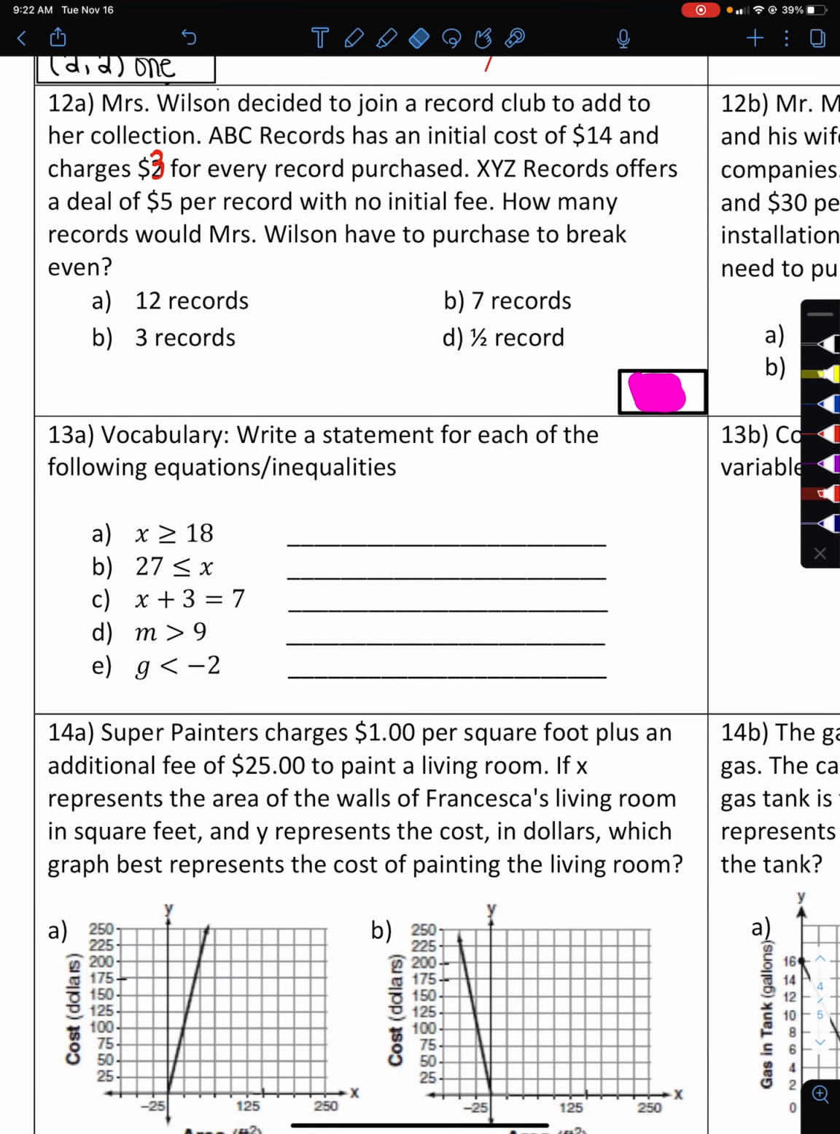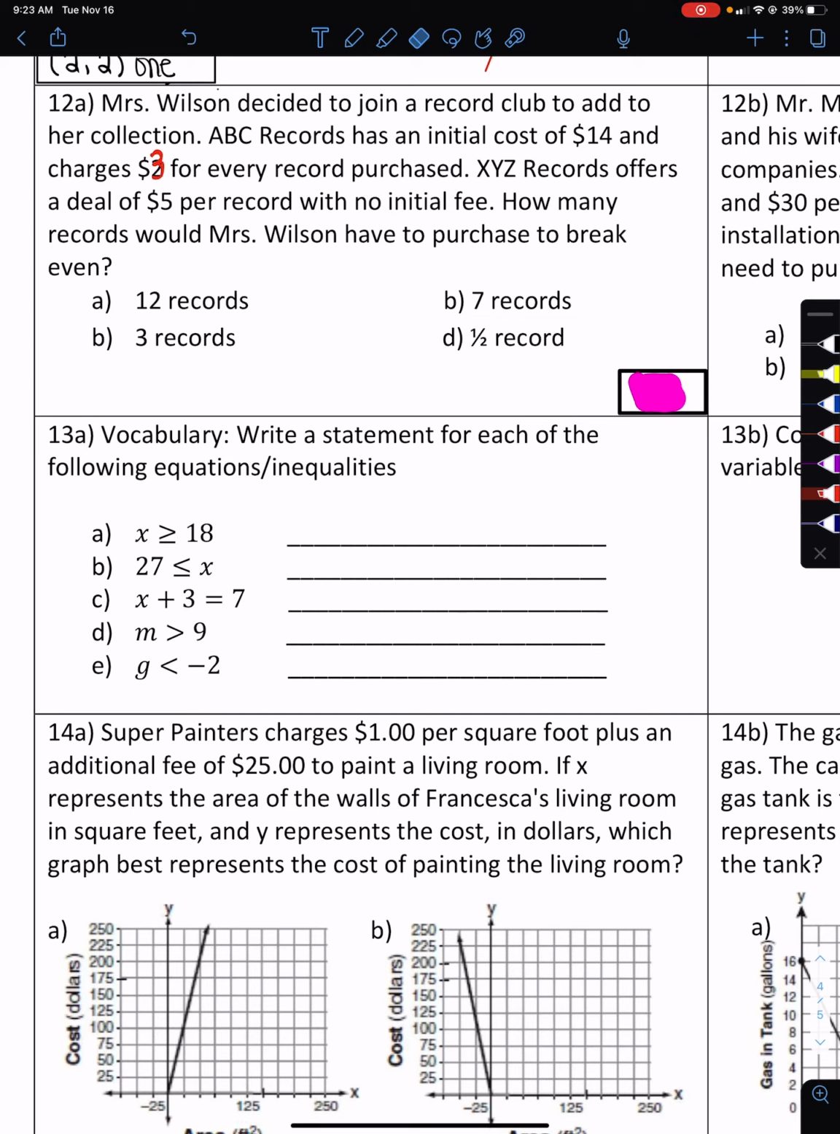Okay, 12A. There is a typo on this one. So I've highlighted it with the red 3. So if you can go change that $2 to $3, please. So Mrs. Wilson decided to join a record club to add to her collection. ABC Records has an initial cost of $14 and charges $3 for every record purchased. XYZ Records offers a deal of $5 per record with no initial fee. How many records will she have to purchase to break even, so that it doesn't matter which store she goes with?